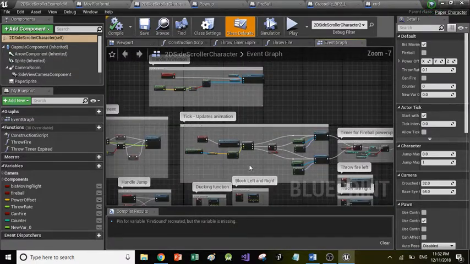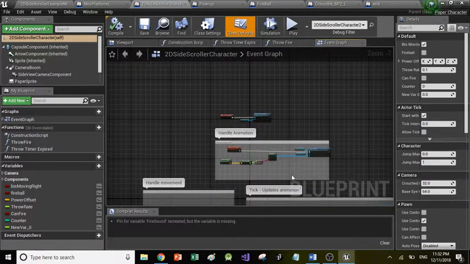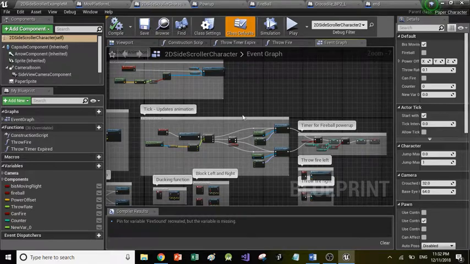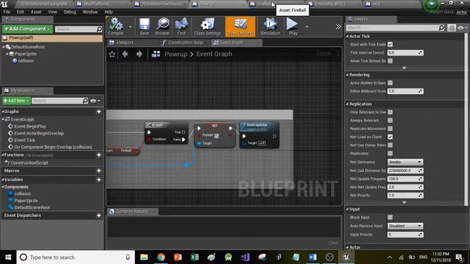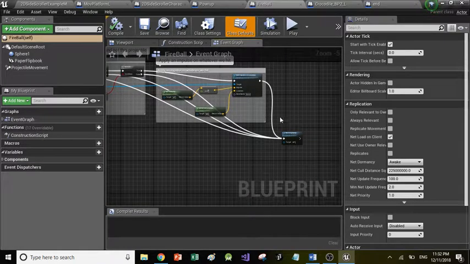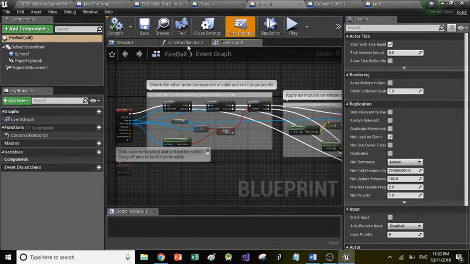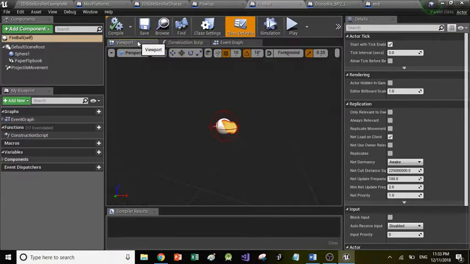So, let's see here. Anything else? I think that's it for right now. Let's go to the fireball itself. This is the projectile itself again, which is the code I copy and pasted from Twin Stick Shooter into here, so we would have a good projectile function going on.